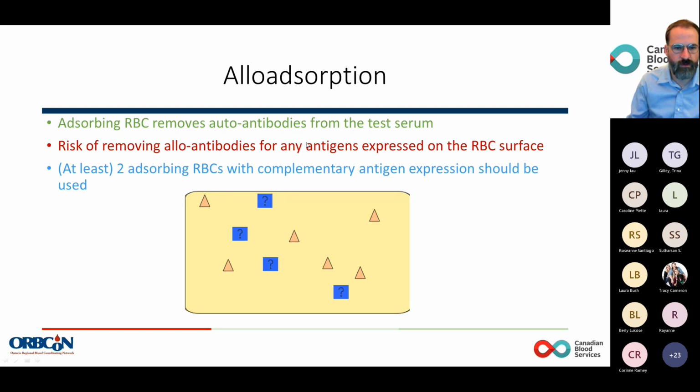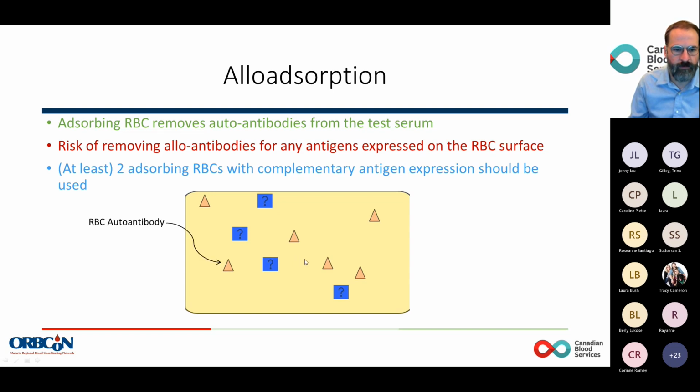Again, just going back to alloadsorption and what it does. The adsorbing RBC removes the autoantibodies from the test serum. We've got these triangles showing us the autoantibodies in the test serum. And because these autoantibodies react with all of the panel red cells, we just can't tell if there are any other antibodies there, these blue blocks shown with the uncertainty shown by the question mark.